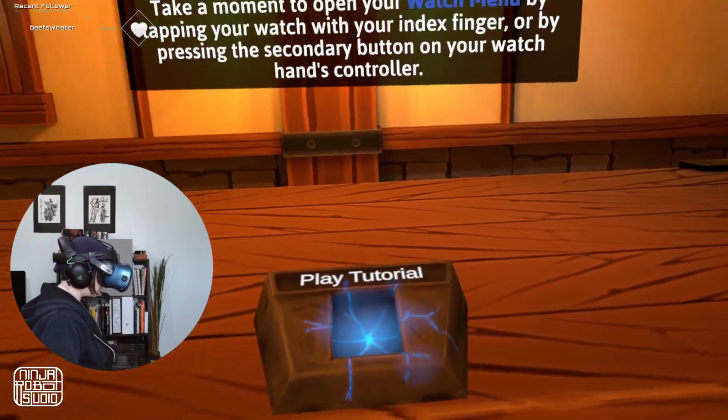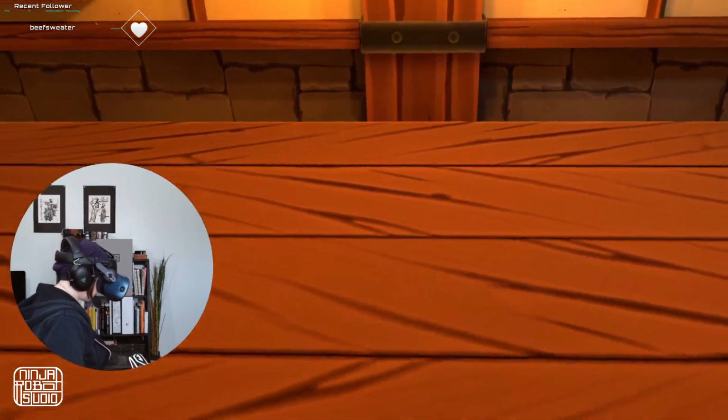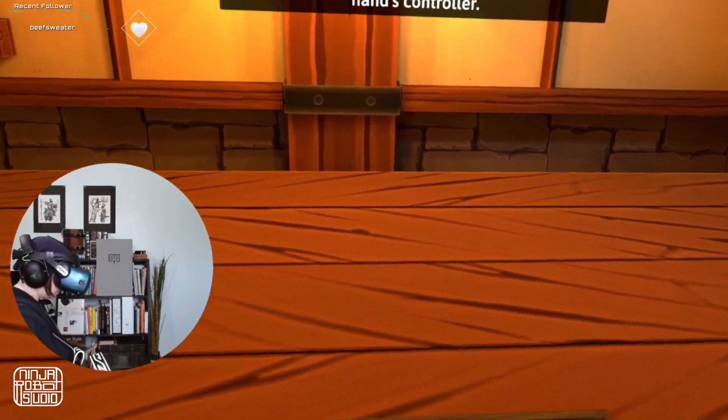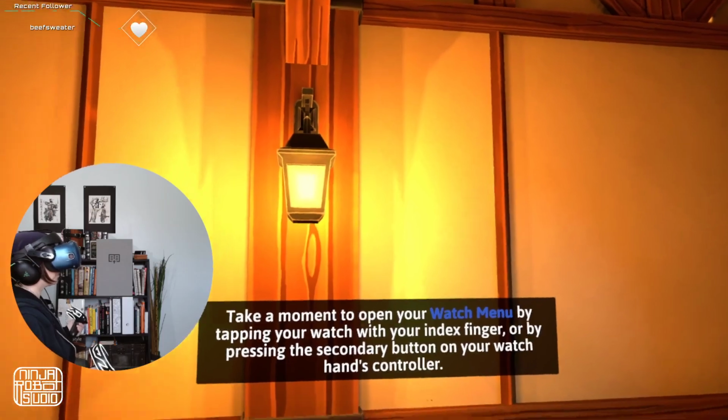Take a moment to open your watch menu by tapping your watch with your index finger, or by pressing the secondary button on your watch hand's controller.